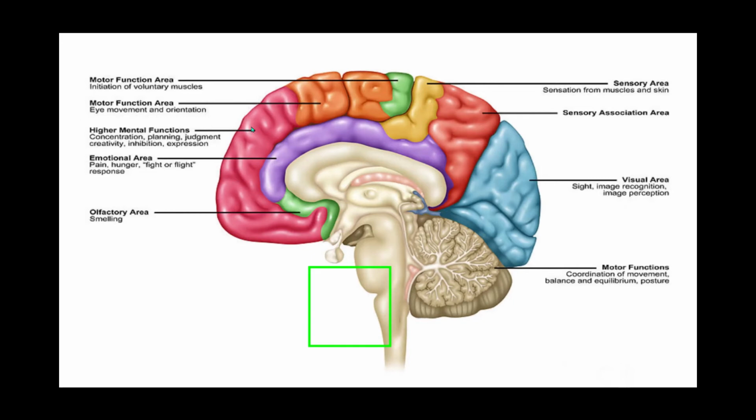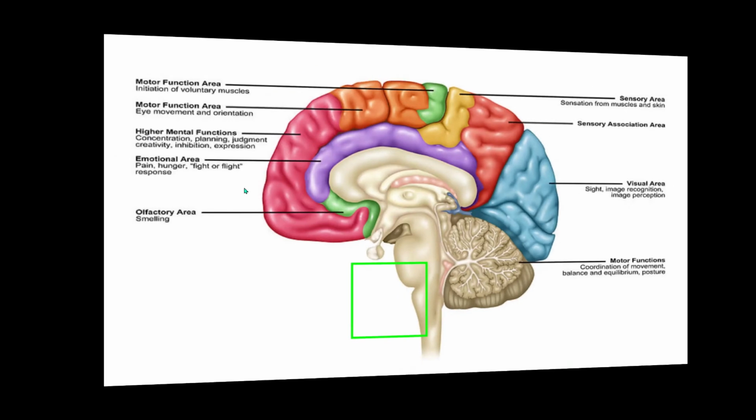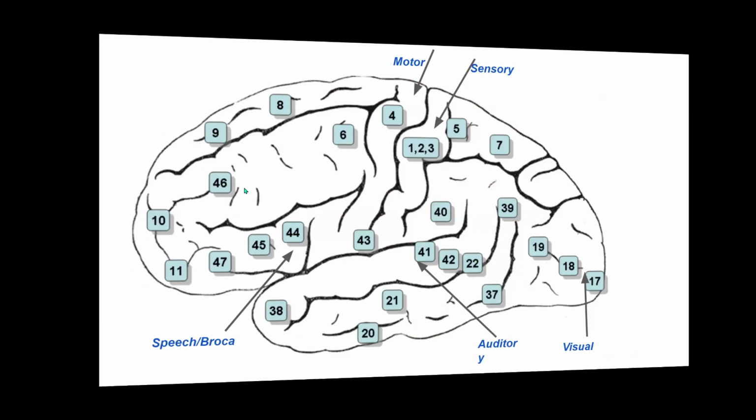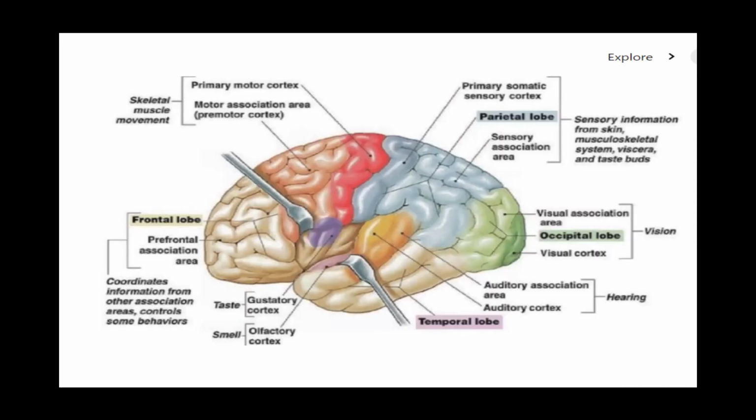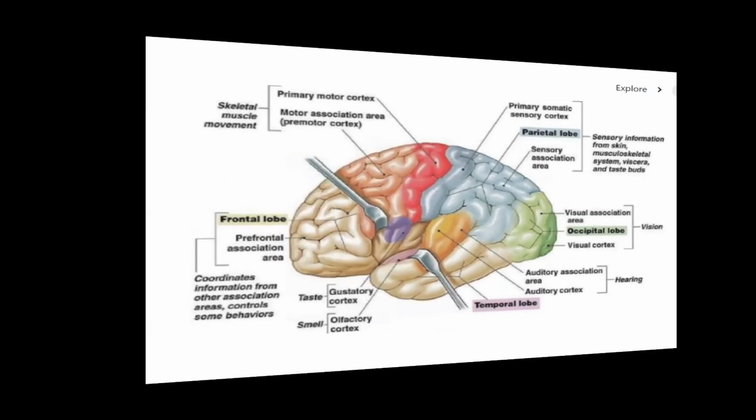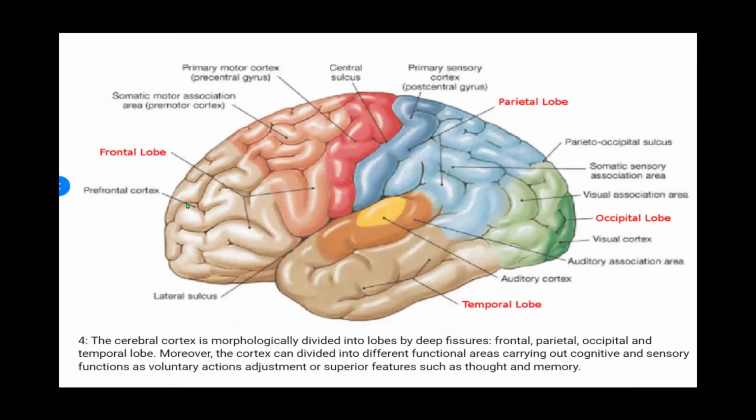This is our prefrontal cortex, which is responsible for higher mental functions like concentration, planning, judgment, creativity, inhibition, and expression. If we move to a previous image, we'll see it was clearly written there. So that's the prefrontal cortex.